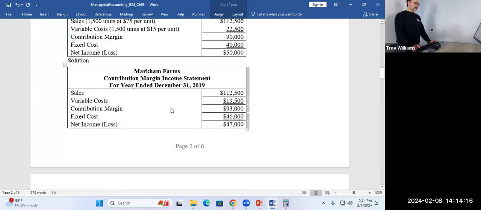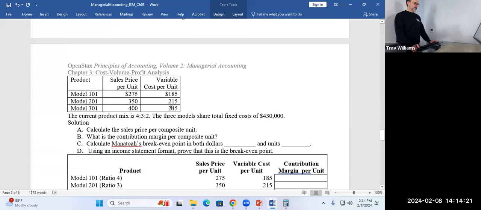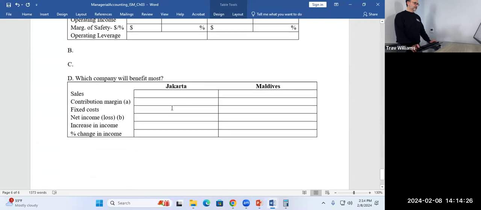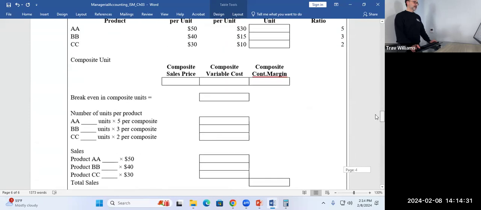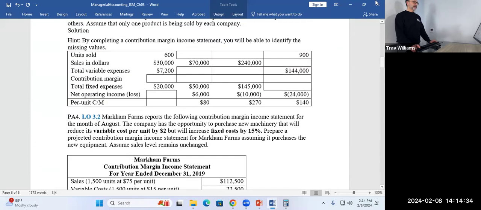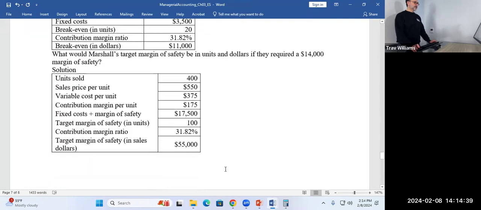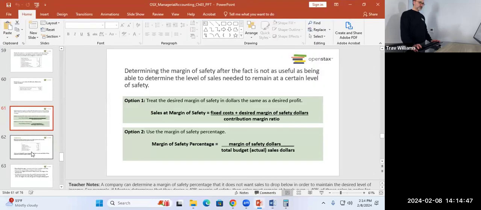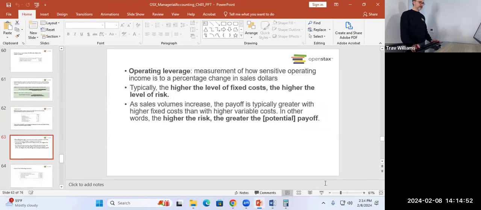I think the only one that deals with margin of safety we're going to go through together. Yeah, just the last problem deals with margin of safety, and we will go through that together. Okay. So we have solved that exercise. Those are the answers. Any questions? All right, let's see where we're at here. We have a couple more slides. That's what we just did. Operating leverage. Okay.